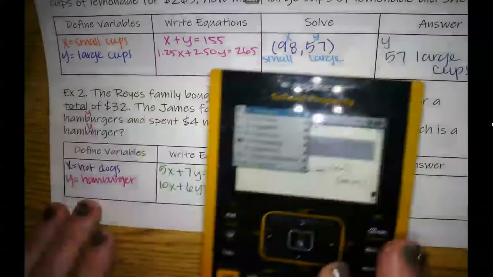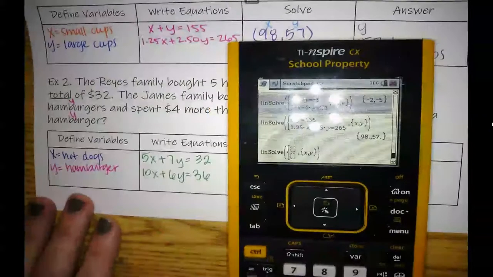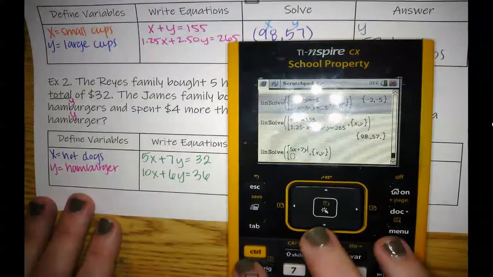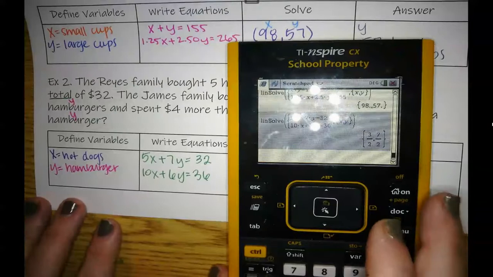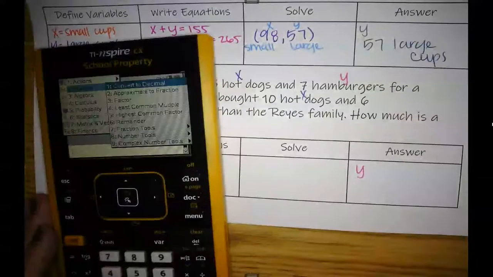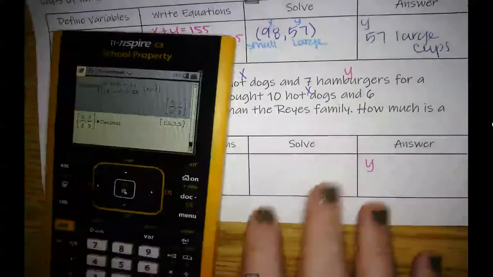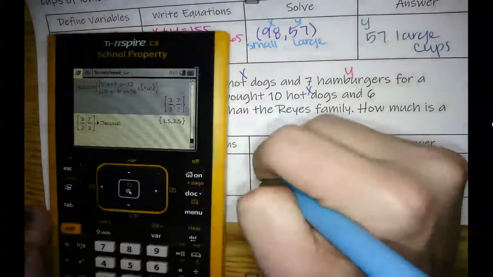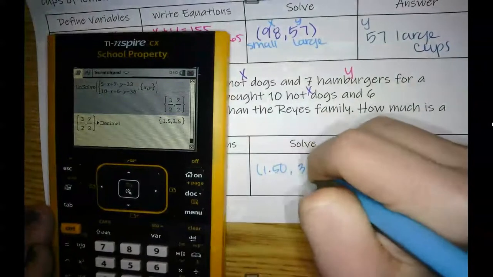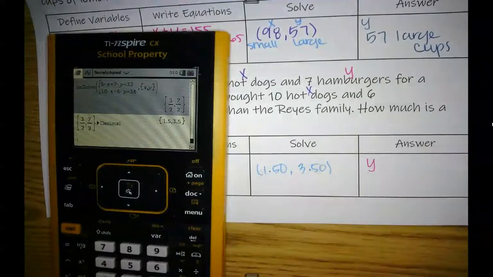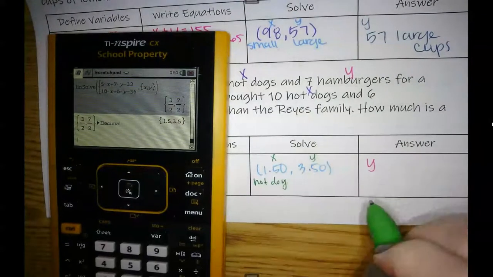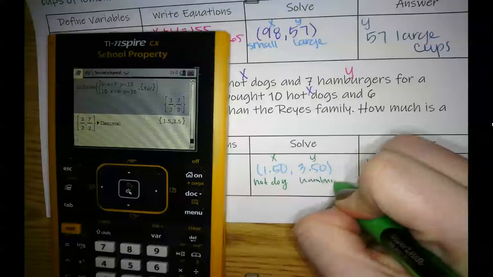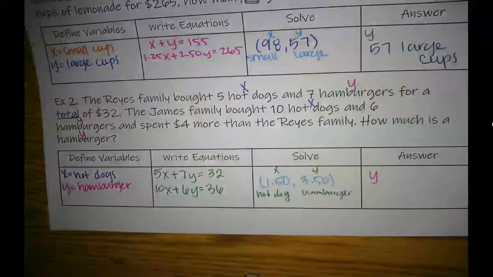All right. Menu 3, 2, enter. We got 5x plus 7y equals 32. 10x plus 6y equals 36. And we've got decimal numbers, which makes sense. We're talking money here. So we've got 1.50 and 3.50. Remember, this is my x and y. So for one hot dog, it costs $1.50. And for one hamburger, it costs $3.50.